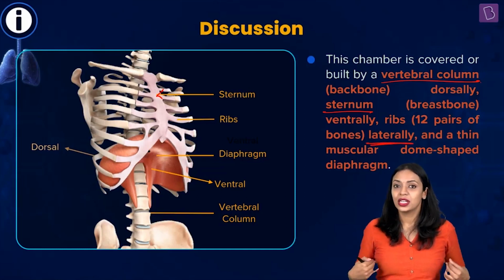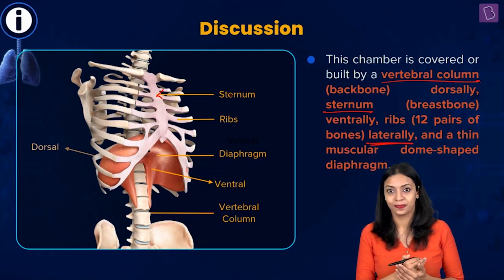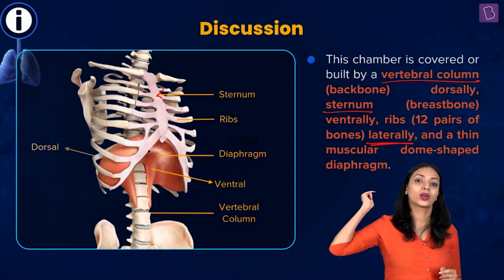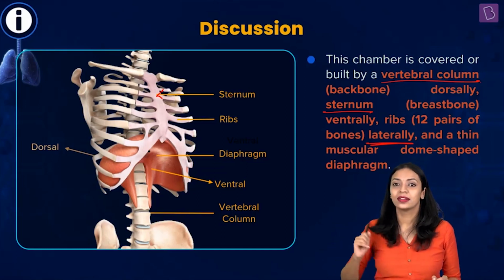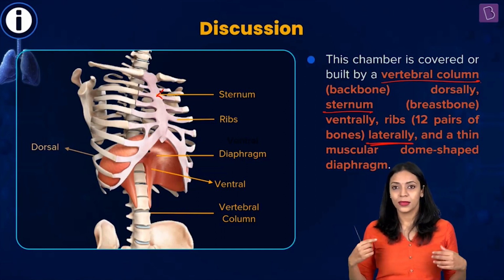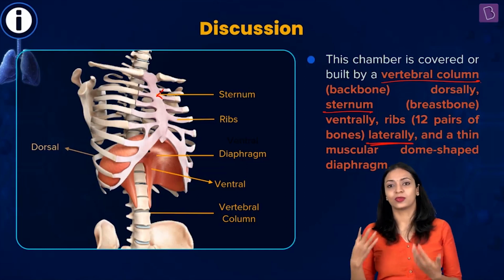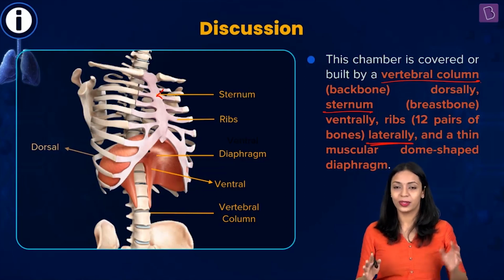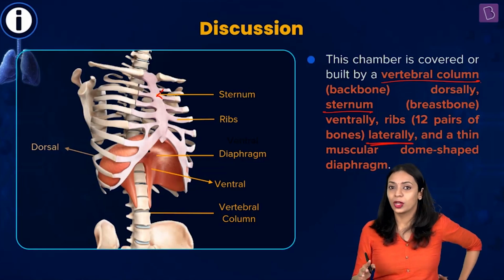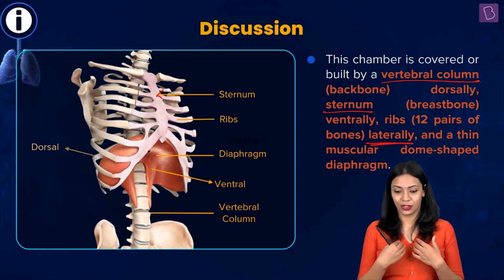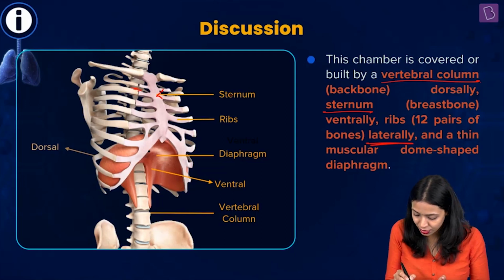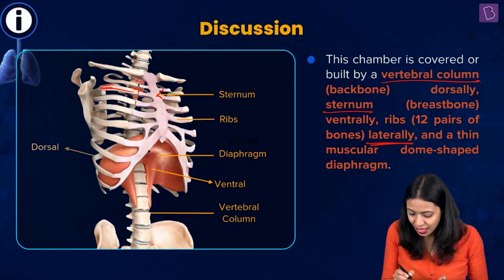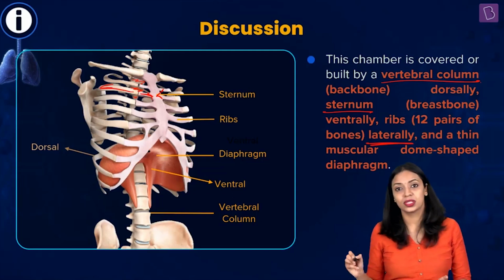Okay, laterally we have 12 pairs of ribs. Okay, so these 12 pairs of ribs, they are attached dorsally to our vertebral column and ventrally to the sternum. Okay, so some of them are attached to the sternum directly, some of them are attached indirectly, and some of them are not attached ventrally at all. Okay, but they are all attached to the vertebral column dorsally. That is what forms our rib cage. So as you can see here, behind you have different vertebrae to which these ribs are attached, and in front they are attached to the sternum.